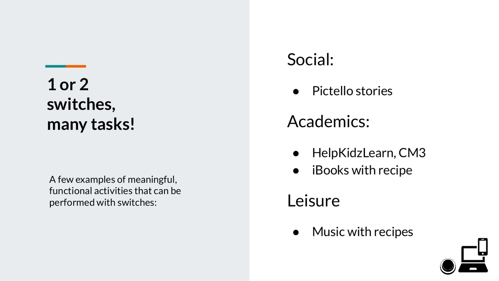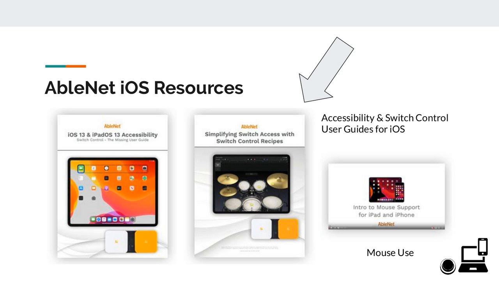So the user guides that I'm referring to include this new one that's all about accessibility in iOS 13 and iPad iOS. The middle one here is simplifying switch access with recipes. And there's also the possibility of using a mouse on the iPad. But going back to this middle document here with recipes, I was actually just looking at it today, and I was really pleased to see how it described using custom recipes in GarageBand to use Switch Access for music making.